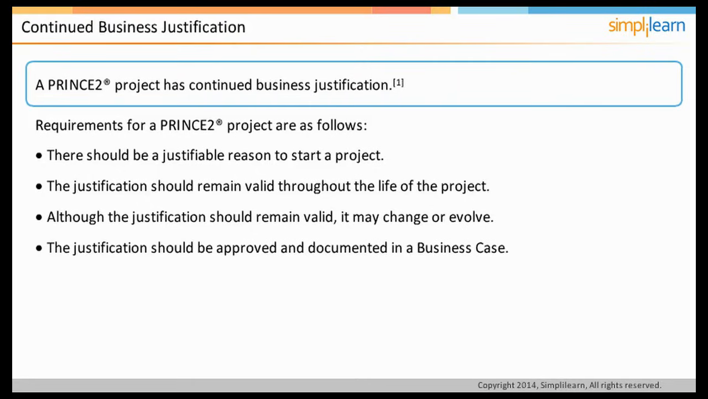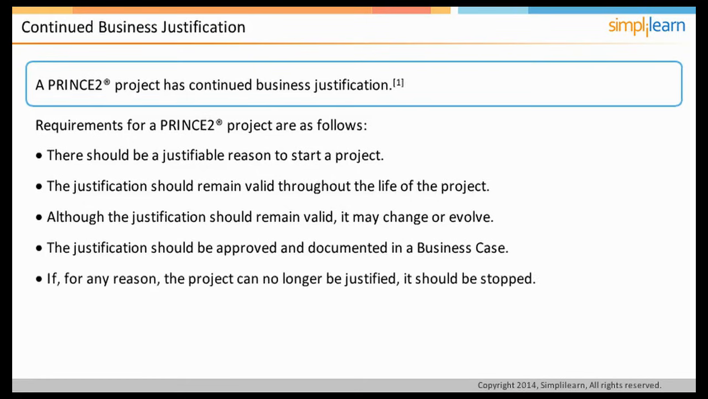So, the first principle of PRINCE2 says that every project should have a continued business justification. If, for whatever reason, the project is no longer justified, it should be stopped. It is a wise decision to close the project if it is proved that it is not going to achieve its objectives. The funds and resources should be released and utilized in a better manner in a project with business justification.